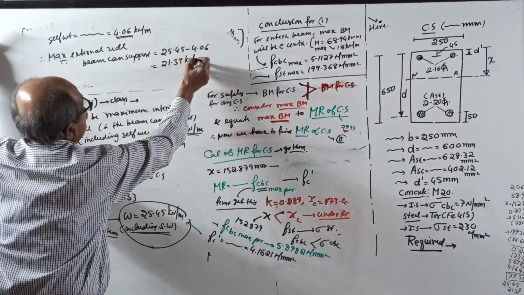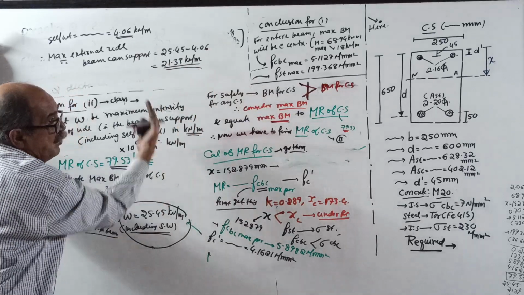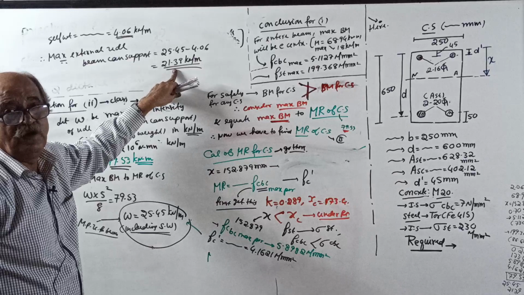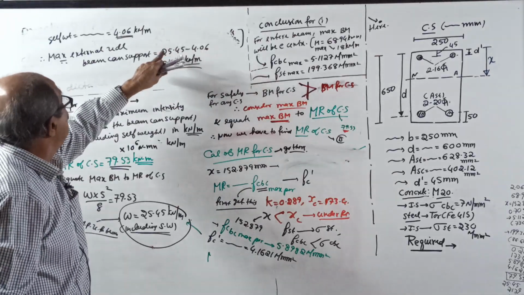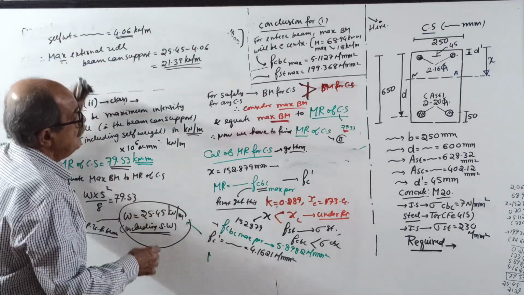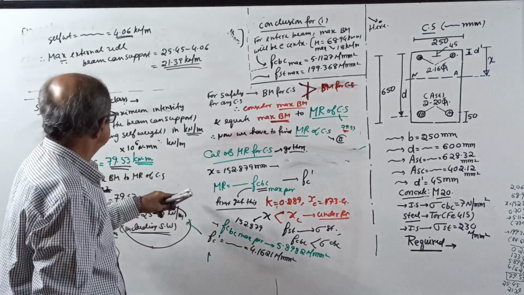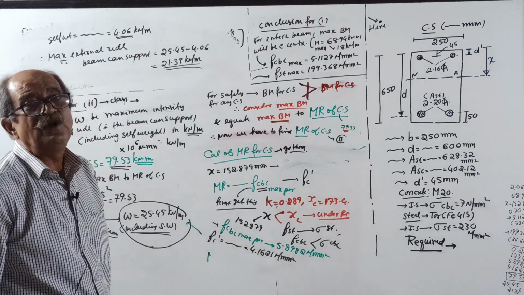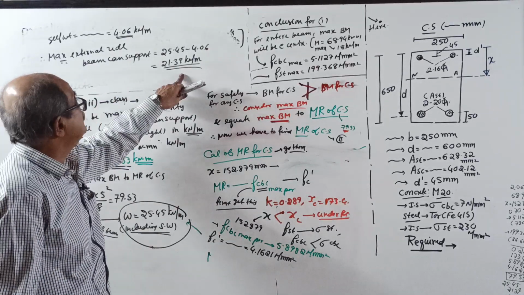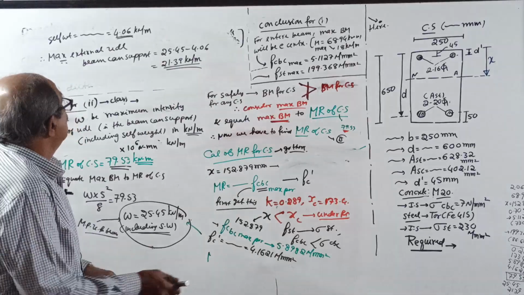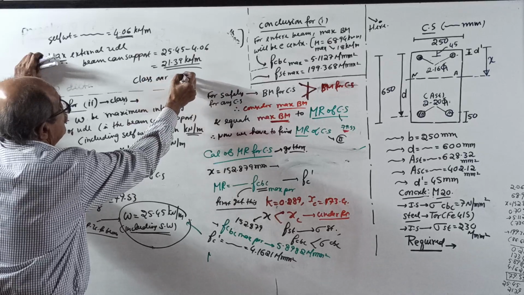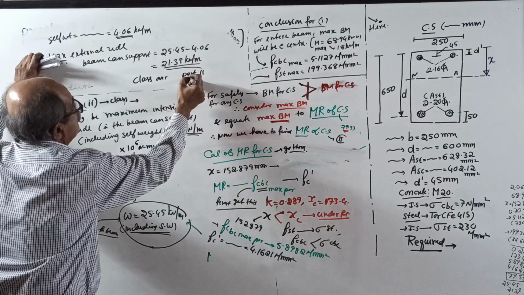See, now you can go backwards. If you apply an external UDL of 21.39 kilonewton per meter, with self weight it will become 25.45 kilonewton per meter. It will produce a maximum bending moment of 79.53 kilonewton meter, which is exactly equal to the MR of the cross section. So, this is the maximum load permitted. Now class over, that is part number 11 over.